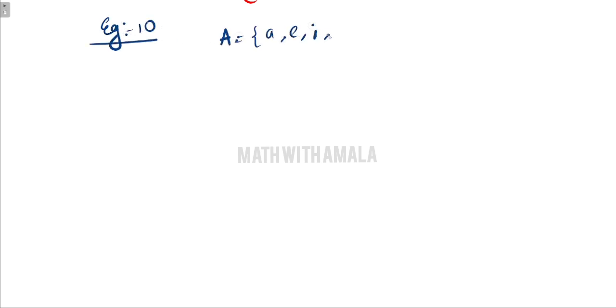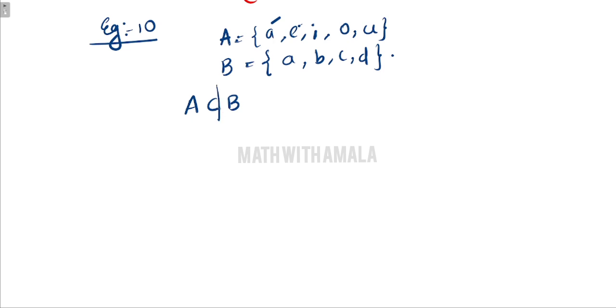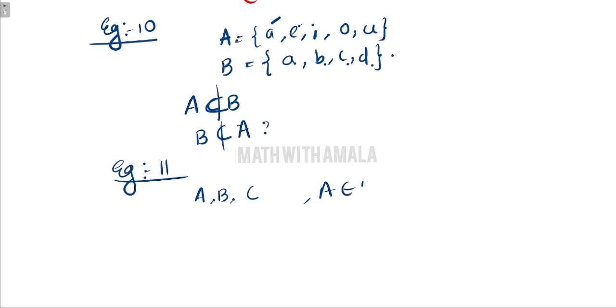Example number 10. A is equal to the set of all vowels in the English alphabet, {a, e, i, o, u}, and B is equal to {a, b, c, d}. You can simply look at the sets and say that only a is common. A is not a subset of B because A is not completely contained in B. But is B a subset of A? No, B also is not completely contained inside A. Hence we can say both are not subsets of each other. Example number 11.